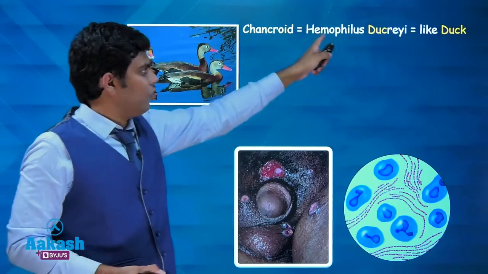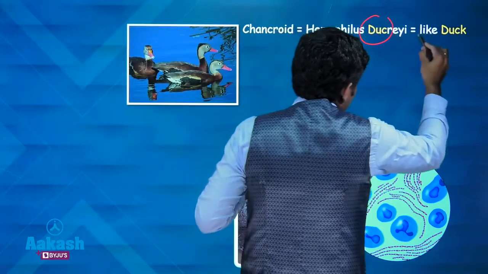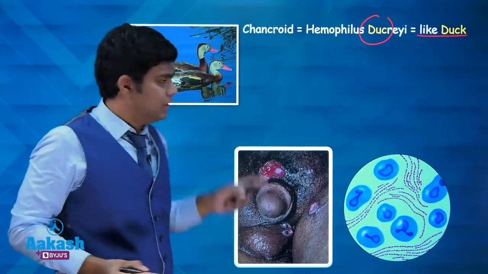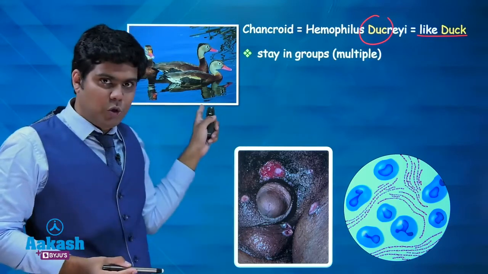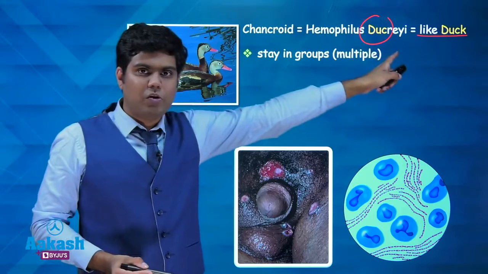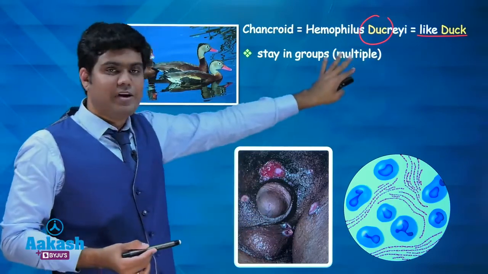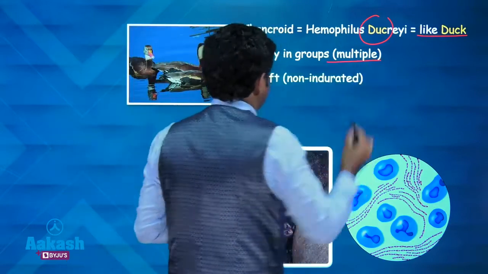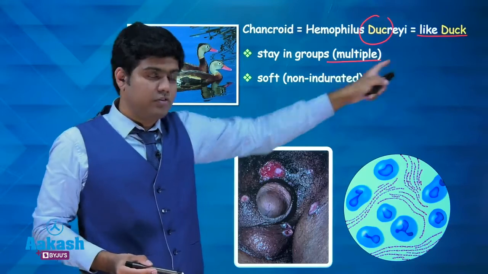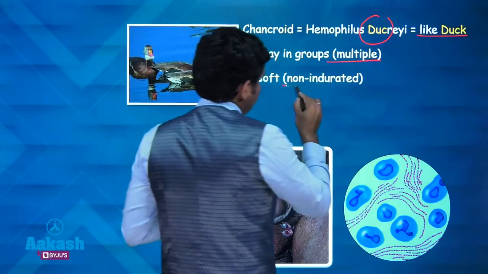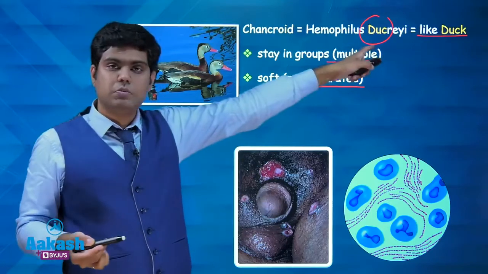So chancroid is caused by Haemophilus ducreyi. Remember, ducreyi is like a duck. So chancroid is like a duck. Why are we talking about duck? Let us see. Ducks stay in groups. Similarly, chancroid ulcer will be multiple. So more commonly, it can have multiple ulcers. Remember. Number 2, ducks are soft. Haemophilus ducreyi is also soft. So non-indurated ulcer, that is soft chancre. Hard chancre is syphilis. Soft chancre, Haemophilus ducreyi.